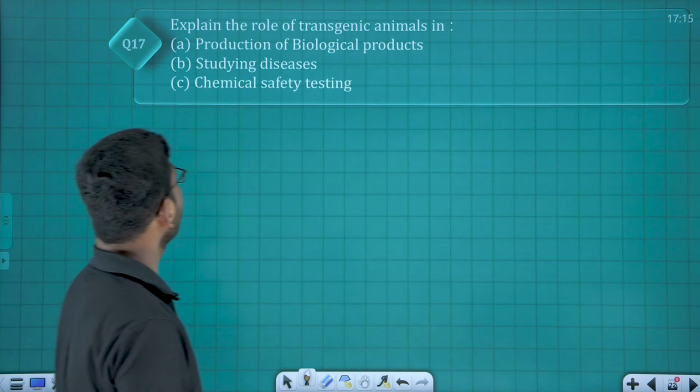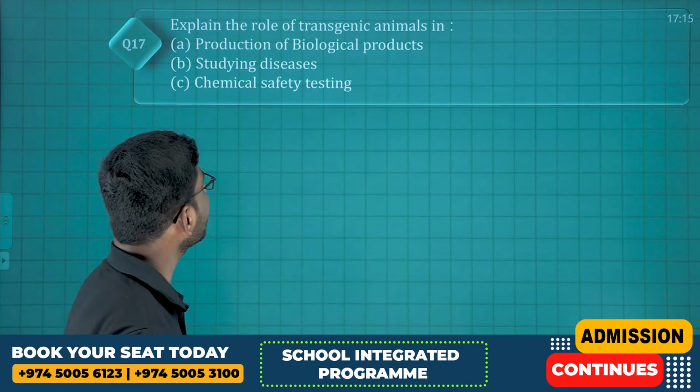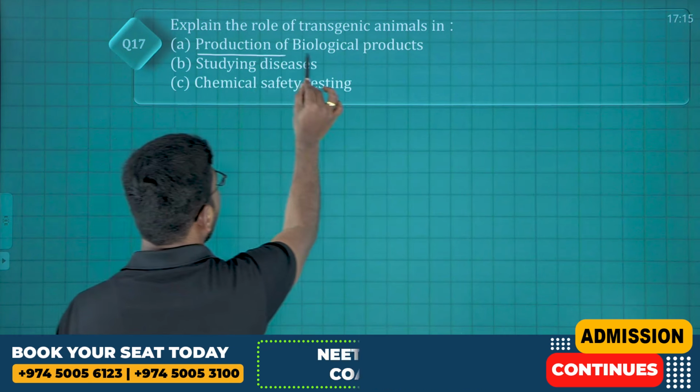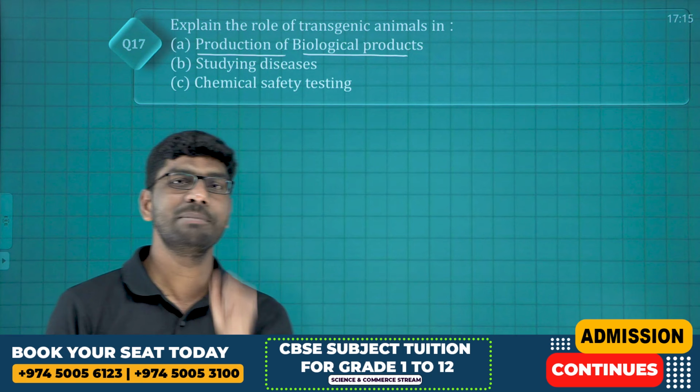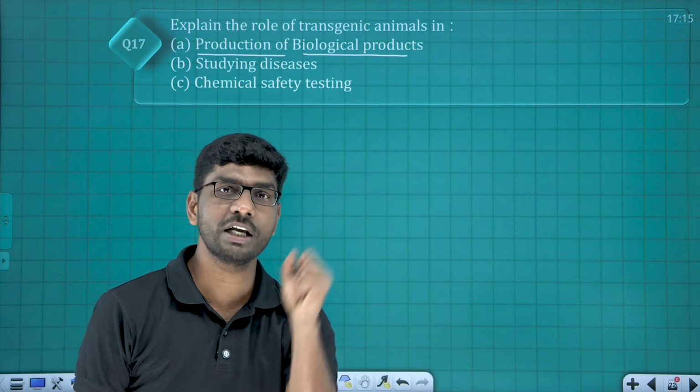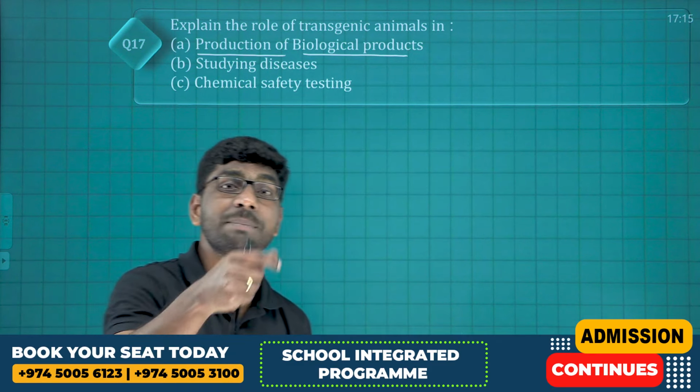Look at the next question. Explain the role of transgenic animals in production of biological products. I told you alpha-lactalbumin, human milk protein, and antitrypsin.